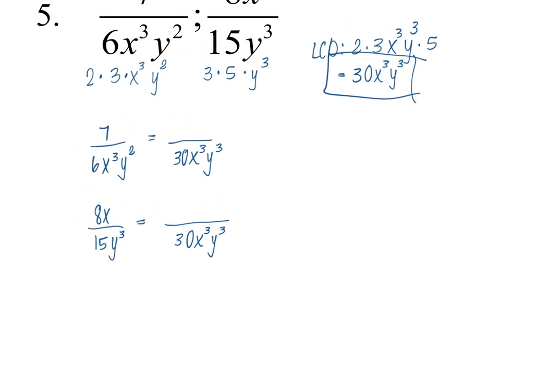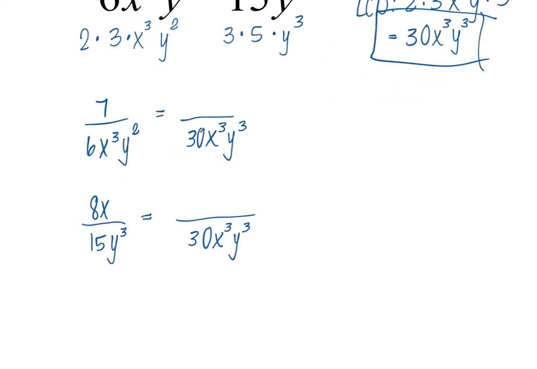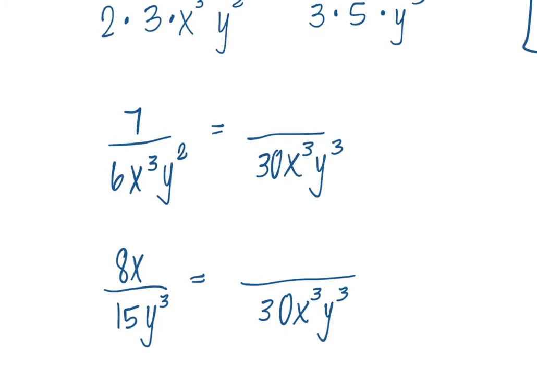So now we're going to rewrite each expression so that it has a denominator of the LCD. So what I want to think is, what do I have to do to 6? What do I have to multiply it by to make it 30? Well, you can multiply it by 5. And do I need to multiply x cubed by anything to make it x cubed? No, you do not. Do I need to multiply y squared by anything to make it y cubed? Yes, you do. You need to multiply it by y.